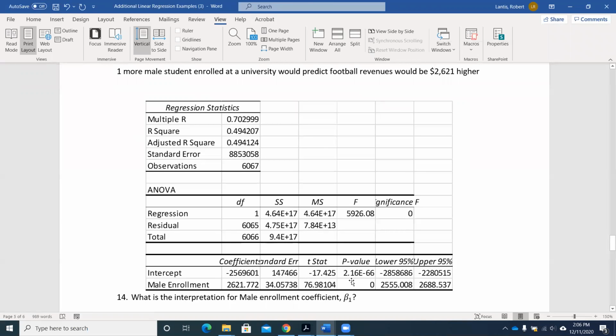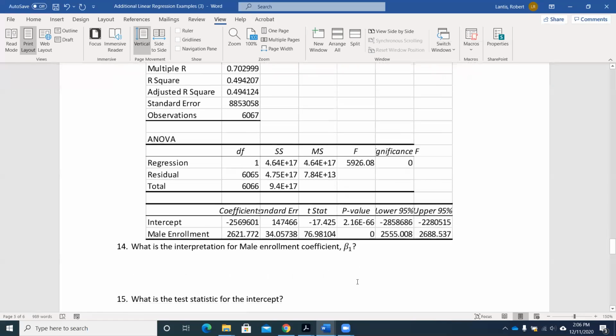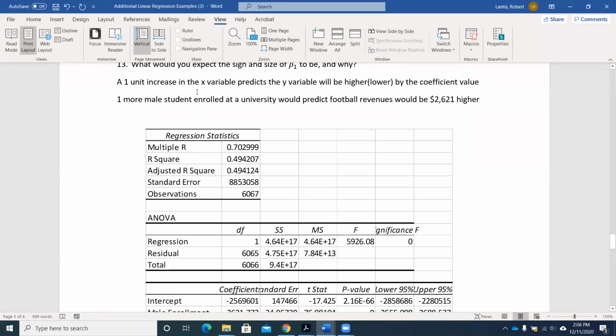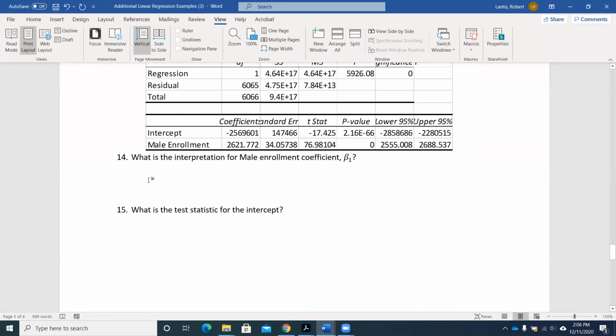How would I determine whether or not it's significant? So I've got this p-value here, which is 0. Okay, so another question, 14 really was the interpretation that we kind of already did in 13. What if I had an additional question, which was, at what levels is this coefficient for beta 1 significant?